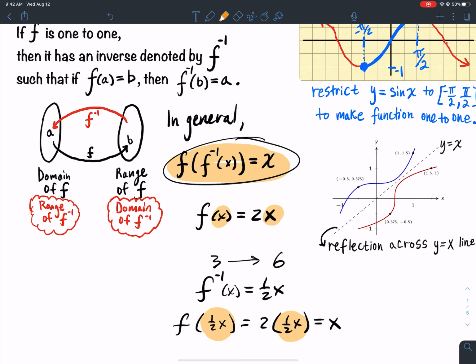So this is a definition in general here. f of f inverse outputs your original x.